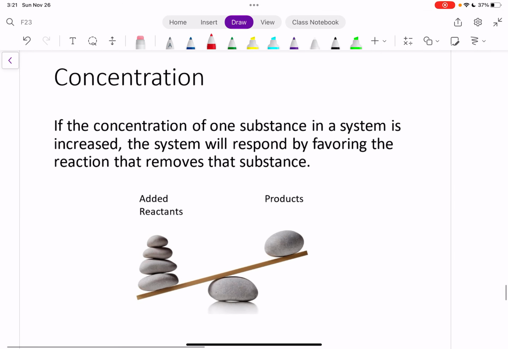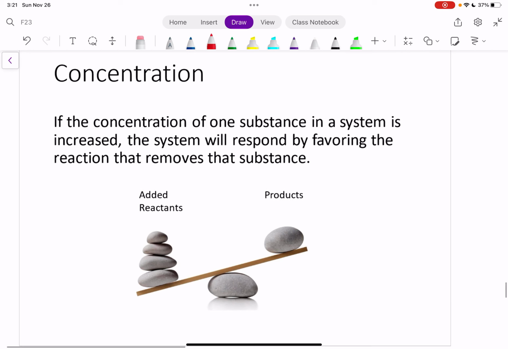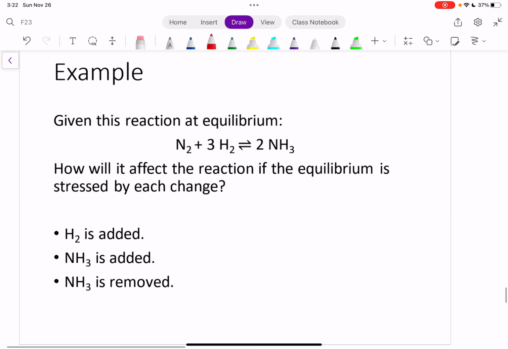So one of those stressors was changing the concentration. So if the concentration of one substance in a system is increased, the system is going to respond by trying to remove that substance. So if we add reactants and we now produce more products, the system is going to want to remove that change and get back to the same number of reactants we started with. So for instance, say that we have this reaction here, our nitrogen plus hydrogen gas at equilibrium with ammonia. Now the question asks, how will it affect the reaction if equilibrium is stressed by each change?